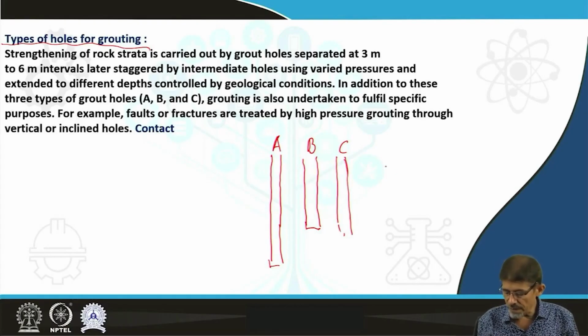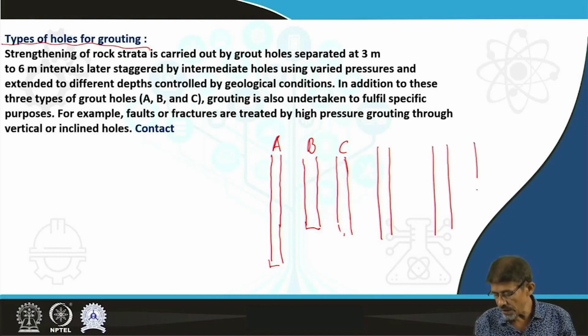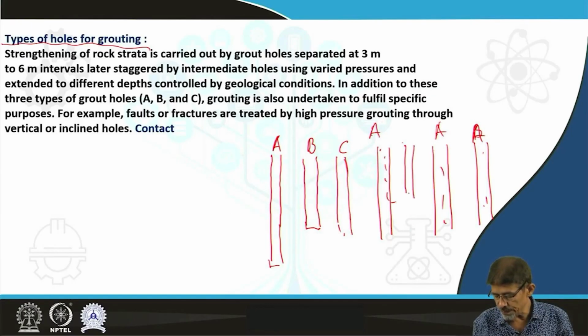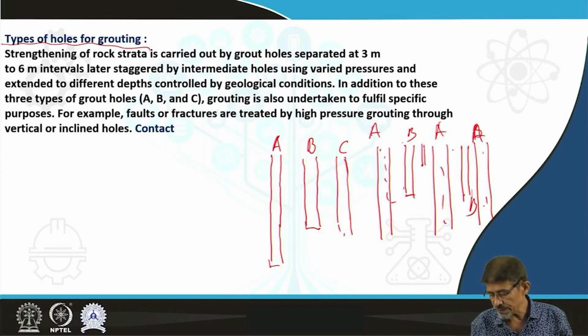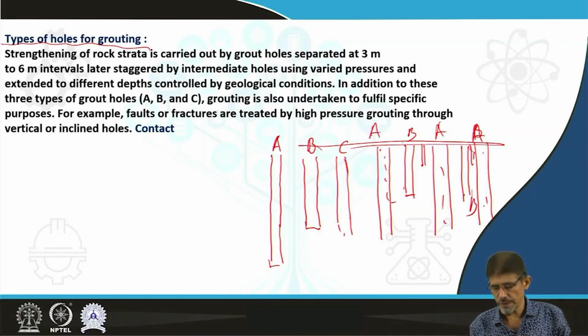Generally, we perform grouting here: after completion of the injection of grout in the A holes, if we are not able to reach the target, then we develop the B holes in between the A holes, and if the target is still not reachable, then we go for the C holes. In this way we reach the defined objective of grouting.